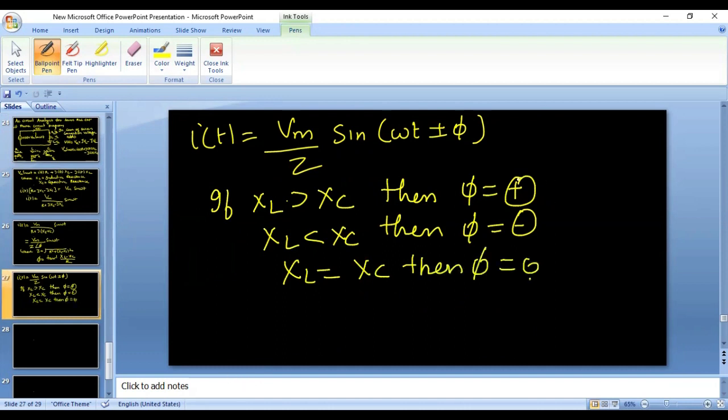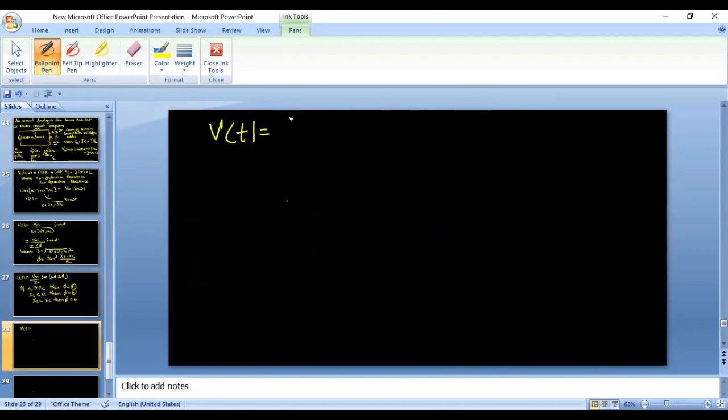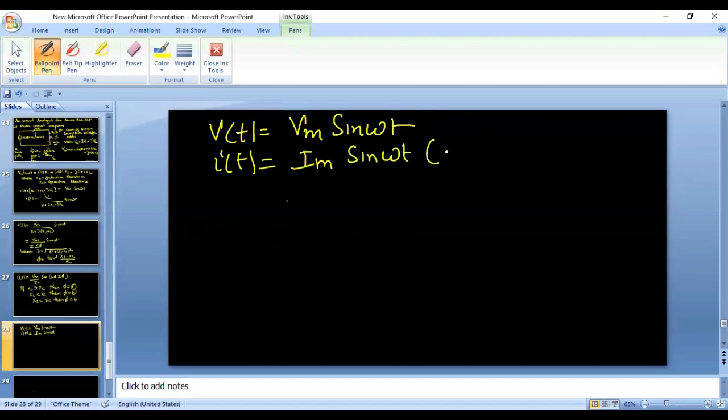So if phi is positive, then when I take it to the numerator, it will have a negative sign. If phi is negative, when I take it to the numerator, it will have a positive sign. That's why both symbols have been written, because it depends on the values of XL and XC. So finally, you can see that v(t) is equal to Vm sine omega t, and i(t) is equal to Im sine(omega t plus minus phi).